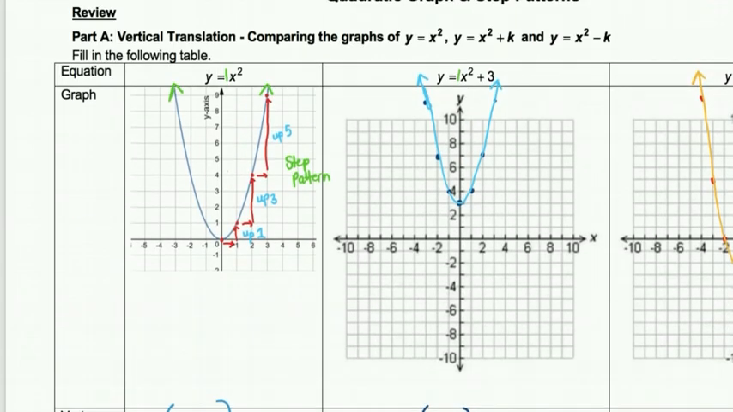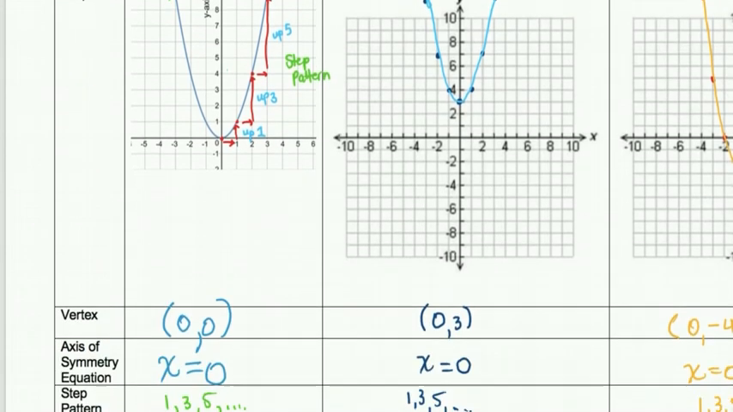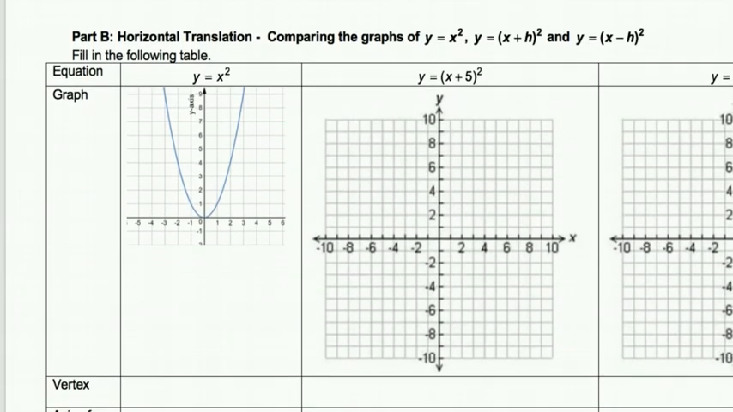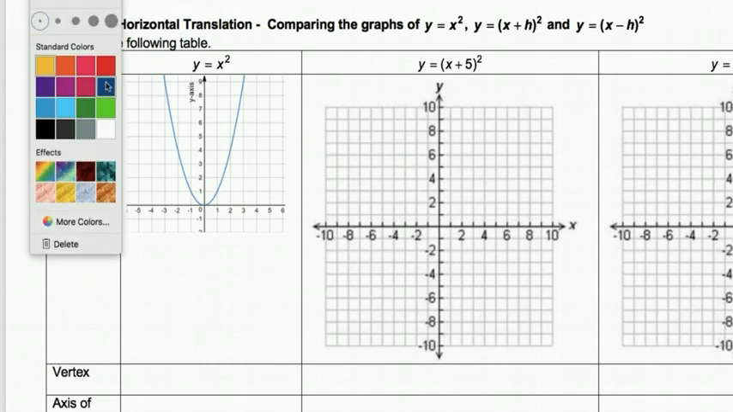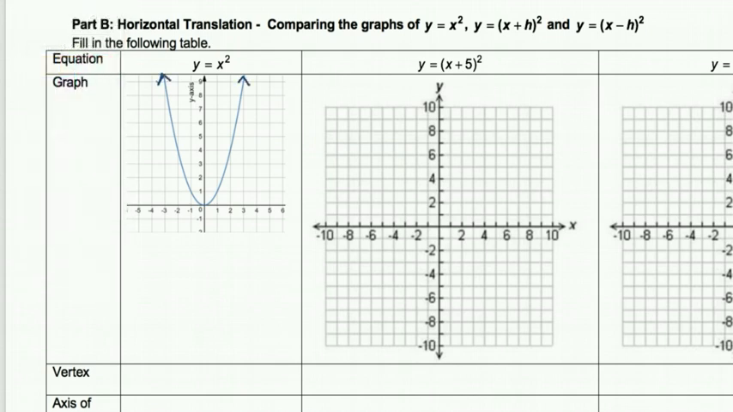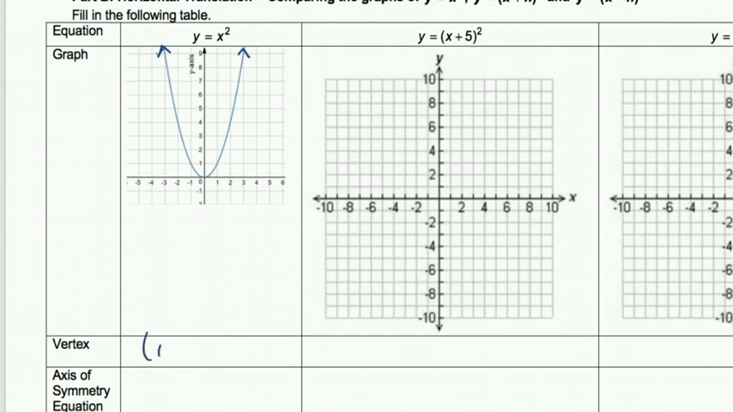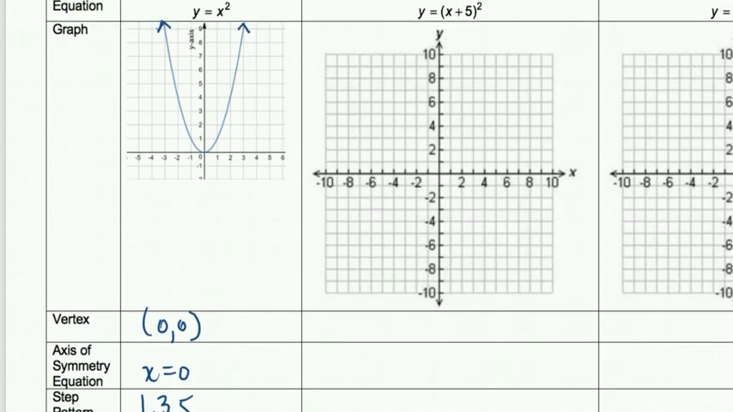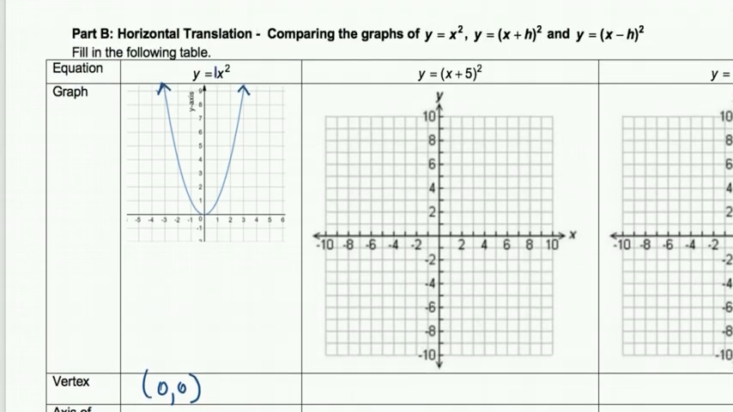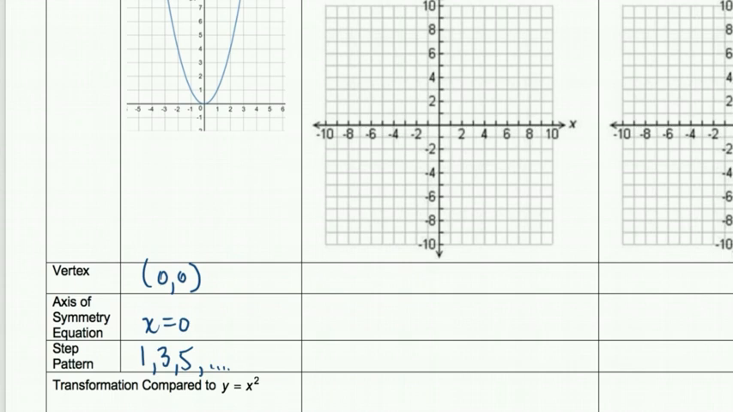So that was up here, this was the translations, so going up and down. Now let's analyze going left and right, horizontal translation. Again, here's the parent graph. So we know our step pattern now. We know the vertex is always at 0, 0, the axis of symmetry, and the step pattern 1, 3, 5. Again, we analyzed the fact that there is just a 1 for the A value, so the step pattern is 1, 3, 5.